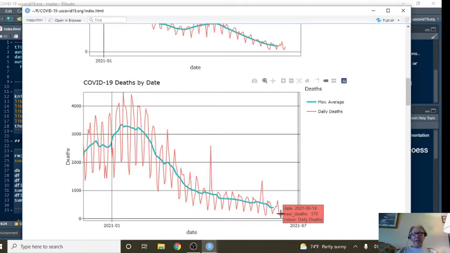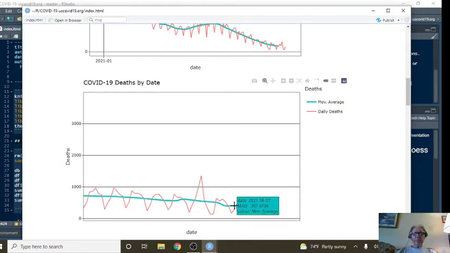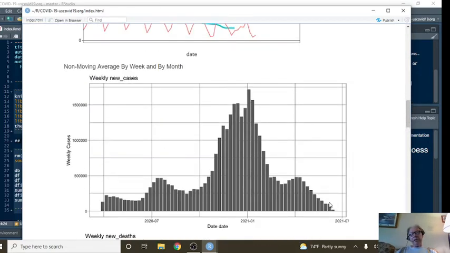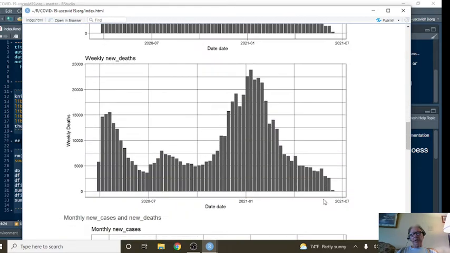As of June 14th, the U.S. recorded 170 COVID-19 deaths. On June 7th, the average number of deaths for the previous 7 days was 397. Okay. And on the weekly numbers, you can see this continuing downward trend in cases, as well as a continuing downward trend in deaths in the U.S.